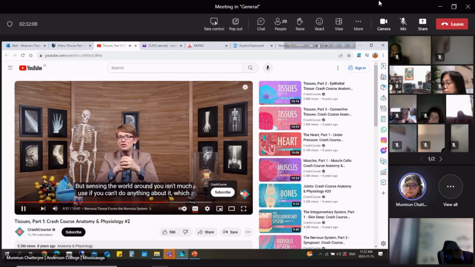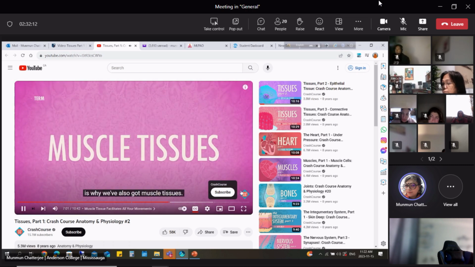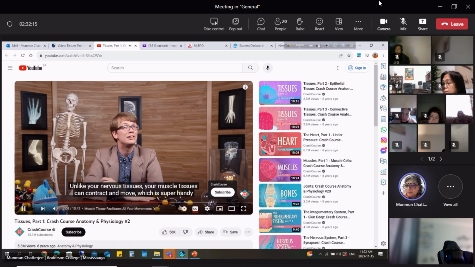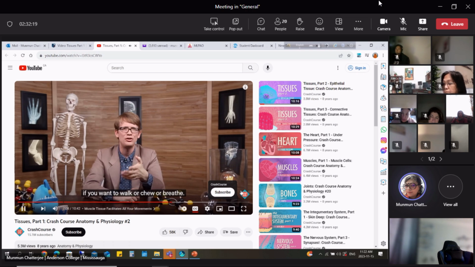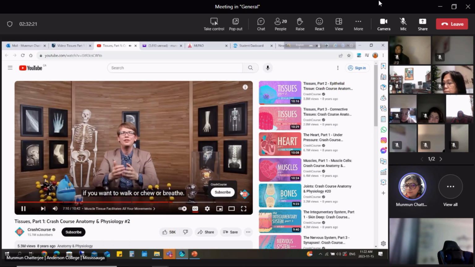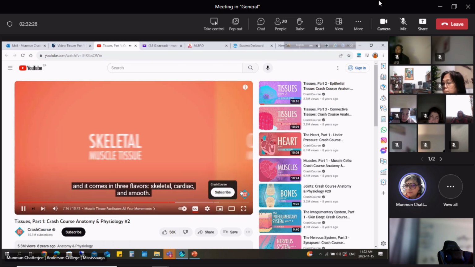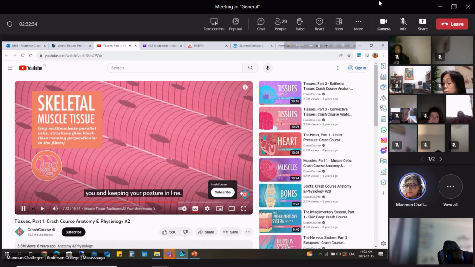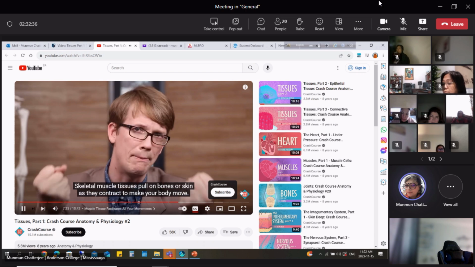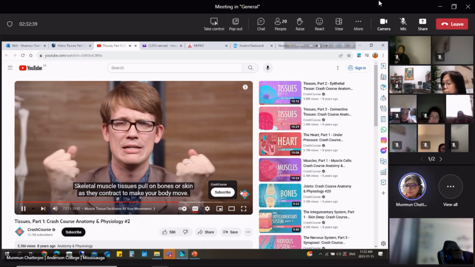But sensing the world around you isn't much use if you can't do anything about it, which is why we've also got muscle tissues. Unlike your nervous tissues, your muscle tissues can contract and move, which is super handy if you want to walk or chew or breathe. Muscle tissue is well vascularized, meaning it's got a lot of blood coming and going, and it comes in 3 flavors: skeletal, cardiac, and smooth. Your skeletal muscle is what attaches to all of the bones in your skeleton, supporting you and keeping your posture in line. Skeletal muscle tissues pull on your bones or skin as they contract to make you move.